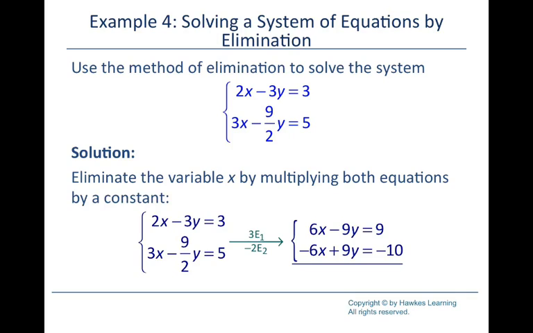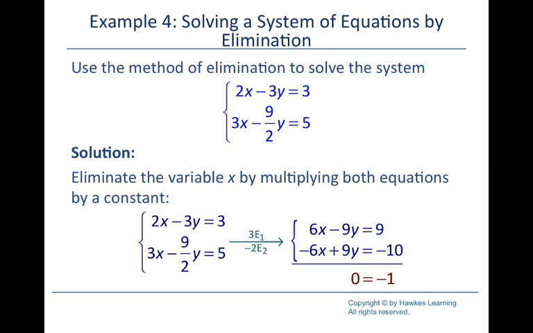It accomplished a couple things. It got rid of the fraction in the second equation, but it also allowed us to make our x's add to be 0. But it also makes our y's add to be 0. So we end up with 0 equals negative 1.